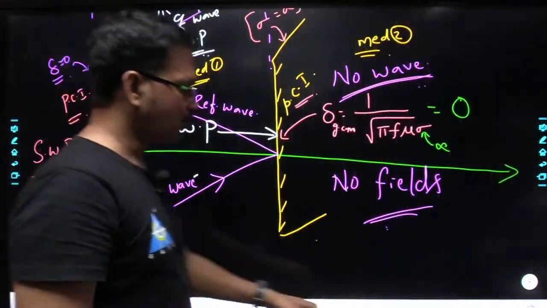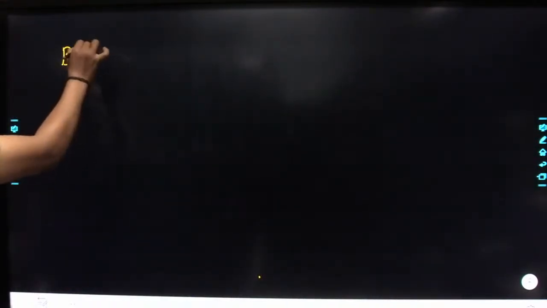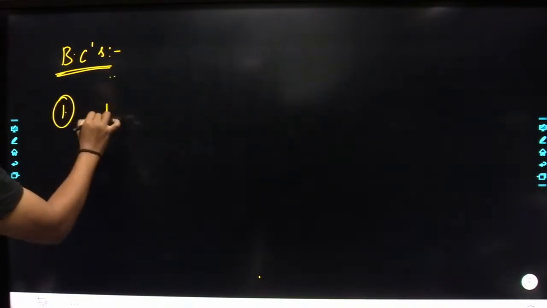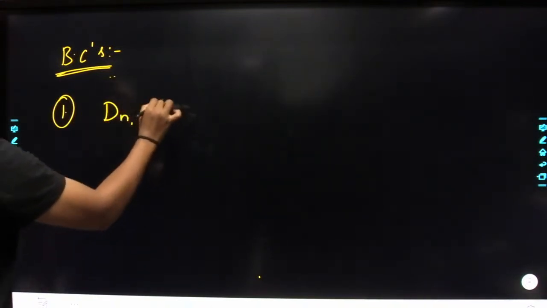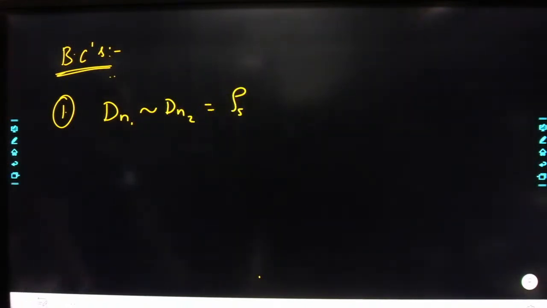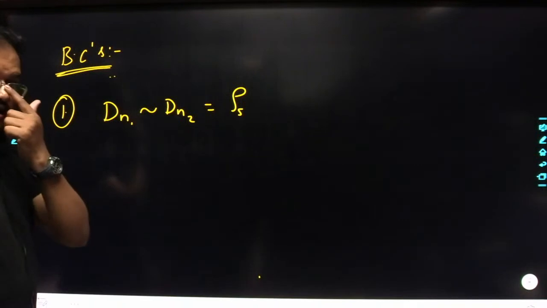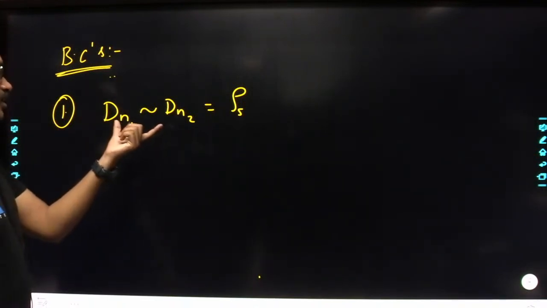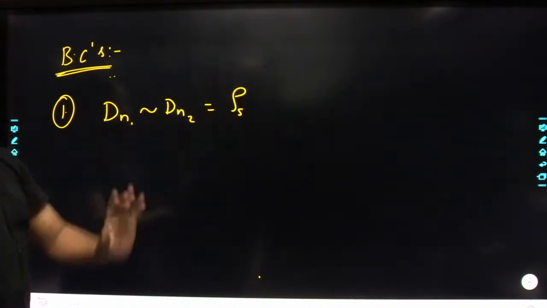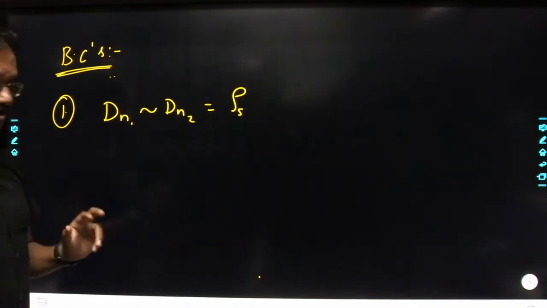We know from the boundary conditions, that the first one is the difference between the normal components of electric flux density is compensated by the surface charge densities that are present at the interface. Yes or no? So the difference between normal components of electric flux density is equivalent to the surface charge densities that are present at the interface, right?